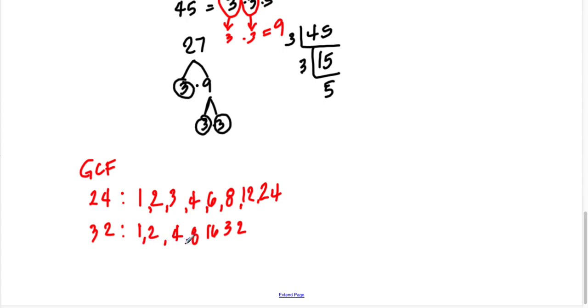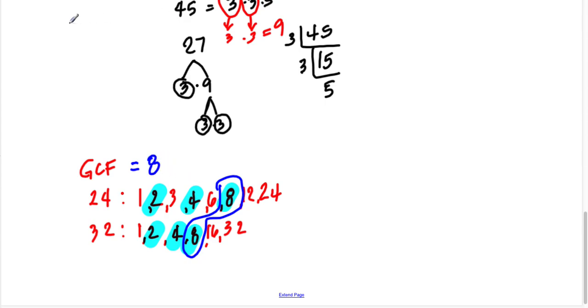Okay, and let's look at the common factors. Obviously, we're not going to use 1 as a common factor, but we have 2. That's a common factor. 4 is a common factor, and 8 is a common factor. But the greatest common factor using the listing method would be 8 right there. So the GCF of 24 and 32 would be 8 using listing.